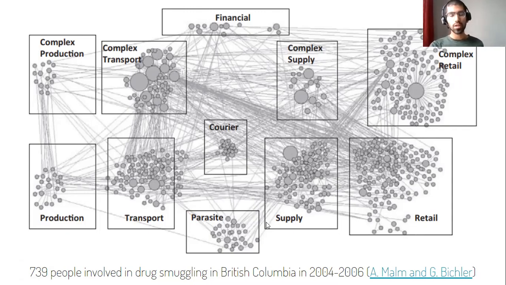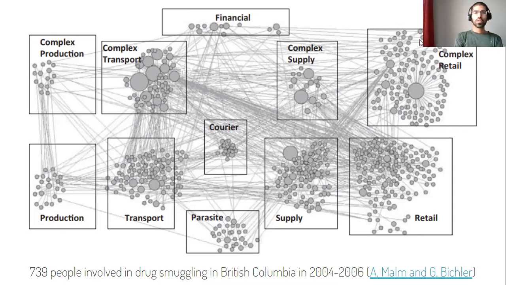And over here you have parasites which steal drugs from different parts of the network. And you have the financiers, the people actually financing all the operations, and complex over here. All that complex means is they're dealing with multiple types of drugs. So they're producing multiple types of drugs, or they're selling multiple types of drugs.